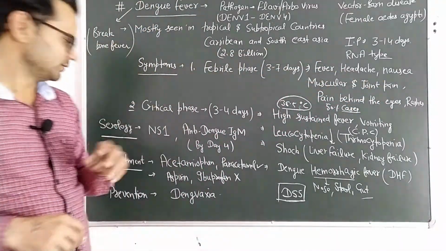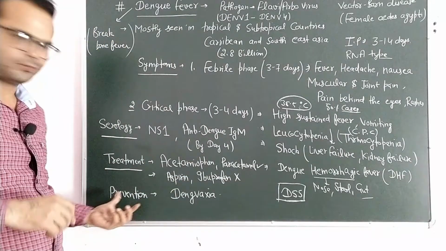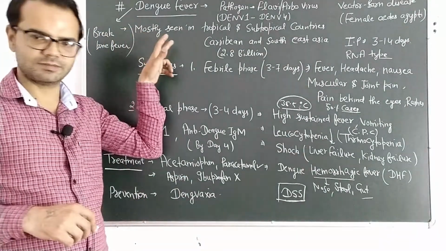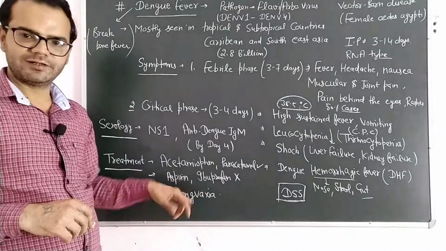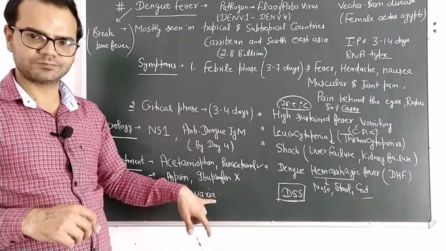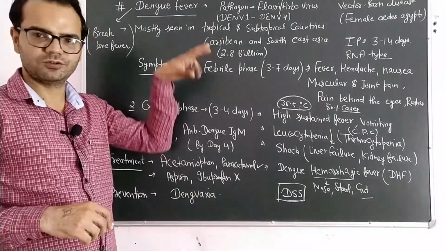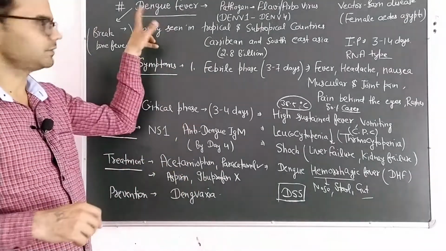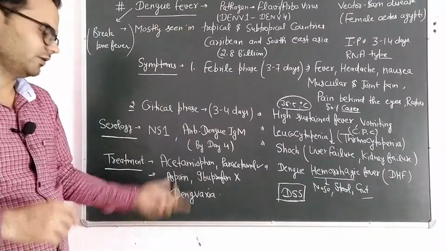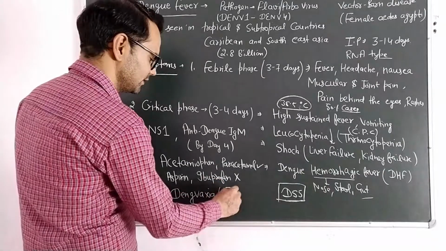And one good news, prevention of dengue fever is possible. A newly discovered vaccine is available. The dengue vaccine can be introduced in a person to prevent dengue fever, but it is effective only in 70% of cases.